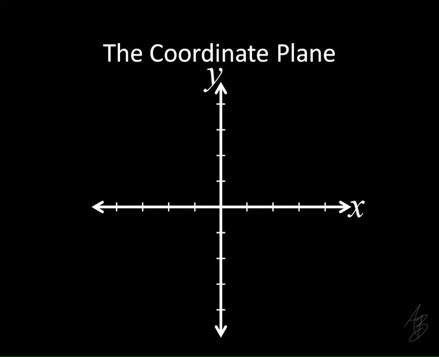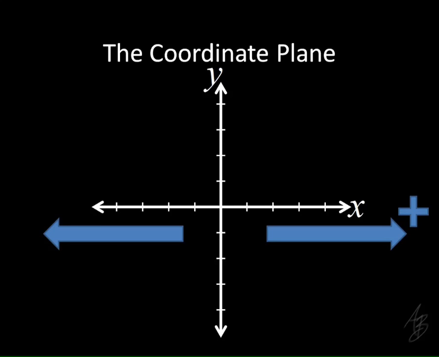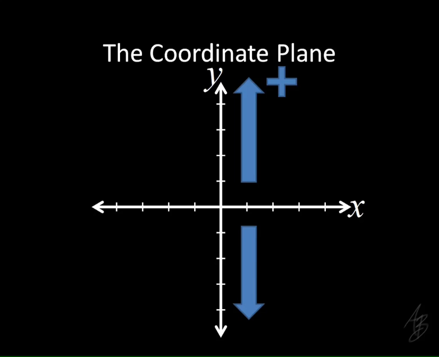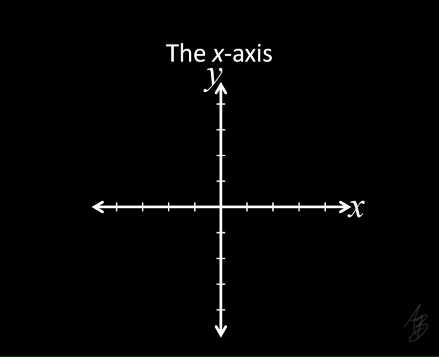If we look at the x-axis and we go to the right, what kinds of numbers do we have? We have positive numbers. And as we move to the left on the x-axis, we have negative numbers. And on the y-axis, if we go up, we have what kind of numbers? Positive. And as we go down, we have negative numbers.